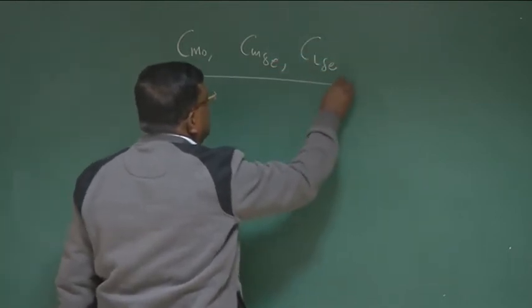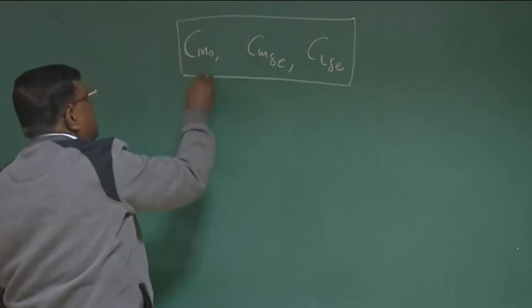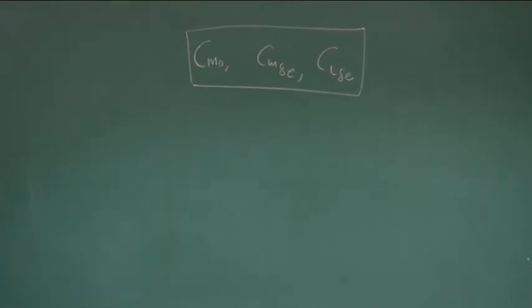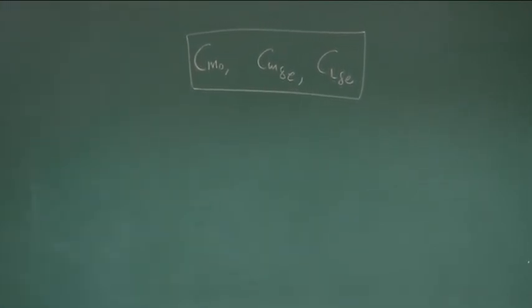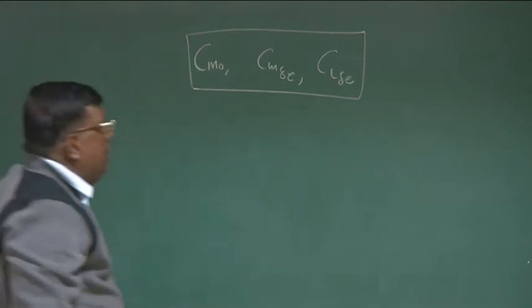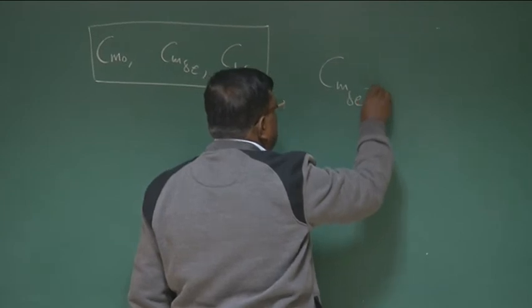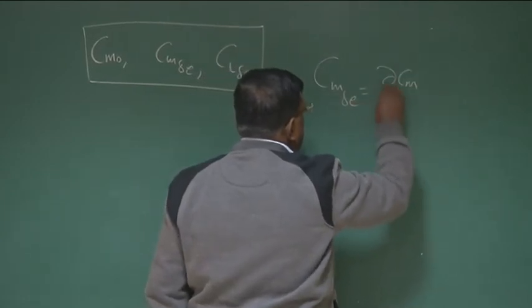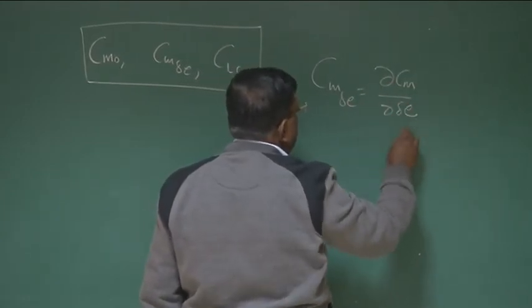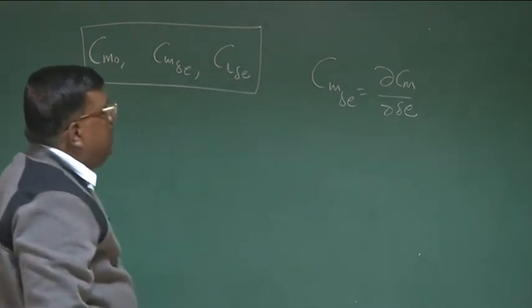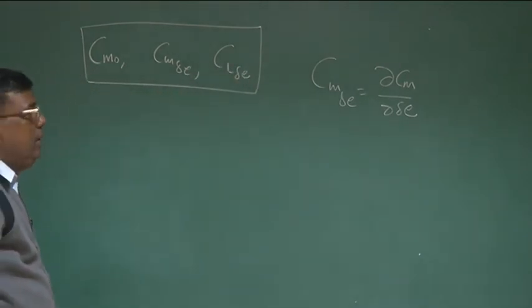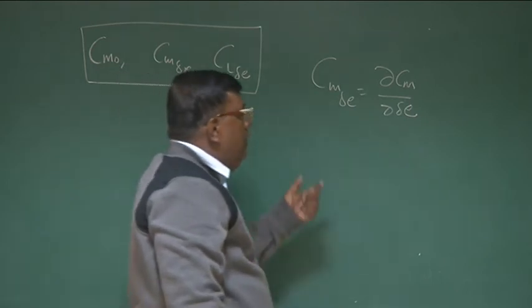What are these parameters, or what are these aerodynamic derivatives? For example, what is the meaning of Cm delta E? Let us understand. This is dCm by d delta E, partial derivative. What does it mean? How do I physically generate it?